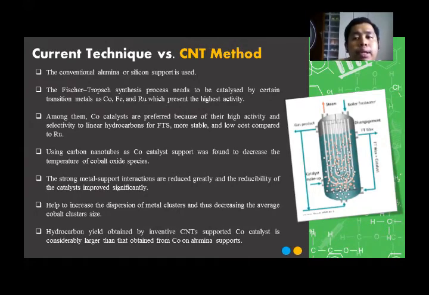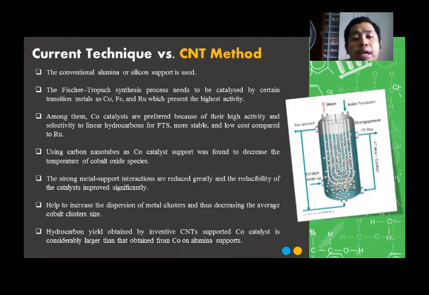So for example, I focus on the Fischer-Tropsch synthesis, where this process needs to be catalyzed by a certain transition metal, such as cobalt and iron, which present the highest activity. So by comparison, cobalt catalysts are preferred because of their high activity and selectivity to linear hydrocarbons for the FTS process, and they are more stable and lower cost among them.